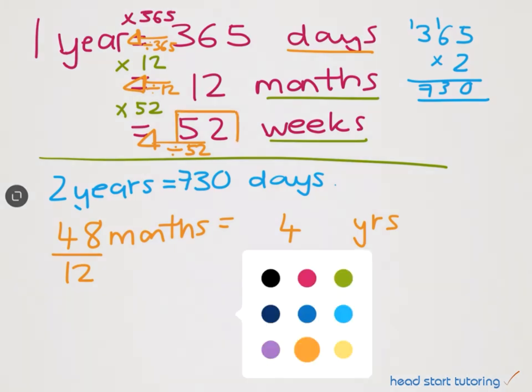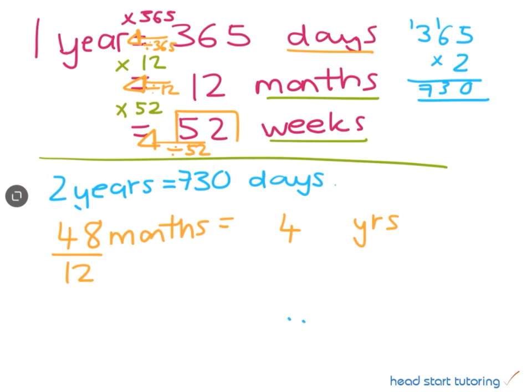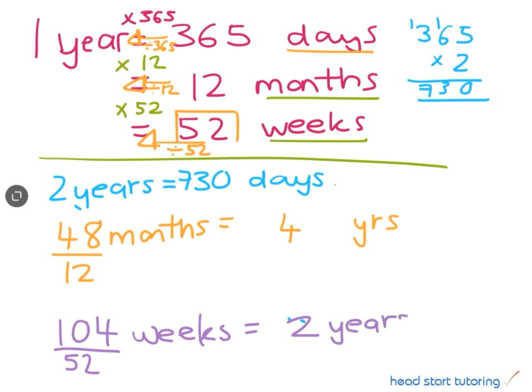Right, so let's have a look at our weeks. If I am asked how many years 104 weeks is, I need to divide my 104 by 52, and I get an answer of 2, because 52 fits into 104 twice. So I've got 2 years is equal to 104 weeks.